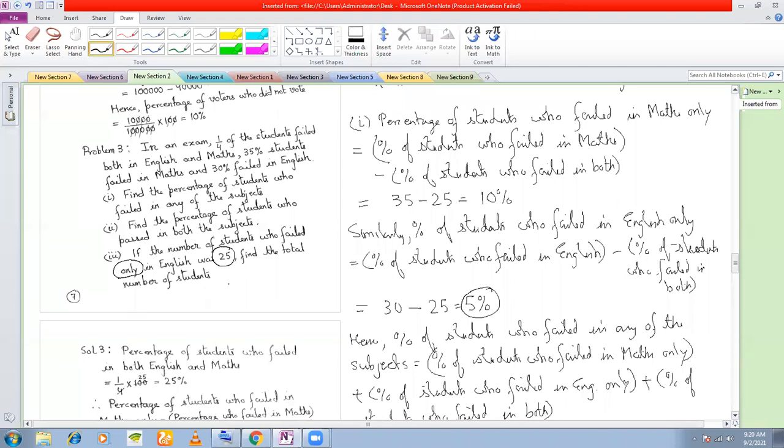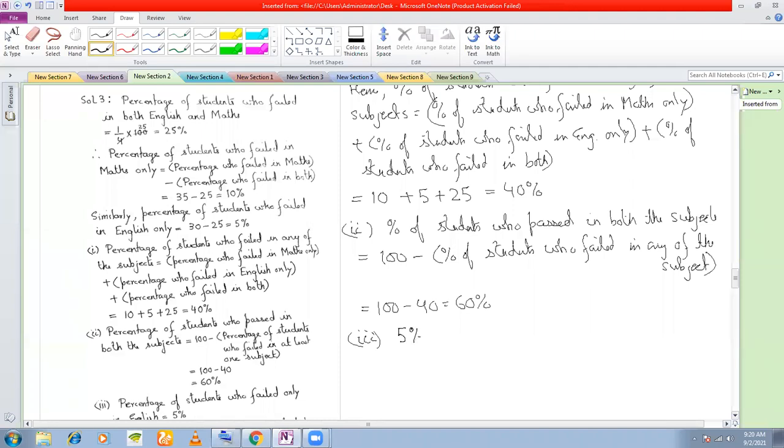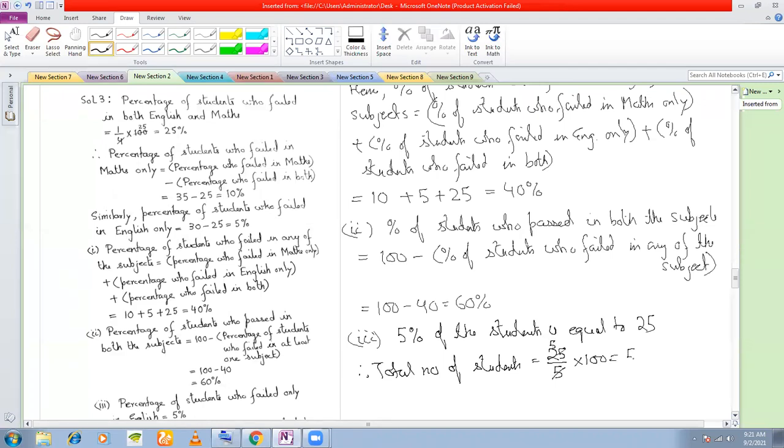That means 5% is the same as 25, right? So what should be the total number of students? So 5% of the students is equal to 25. Therefore, total number of students is 25 divided by 5 into 100, which is 500. So there are 500 students in total.